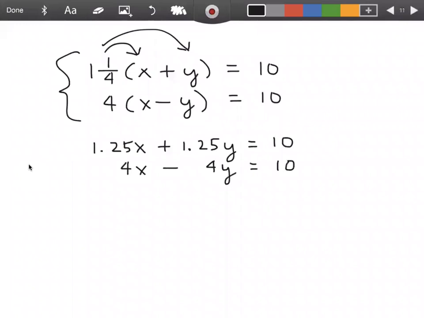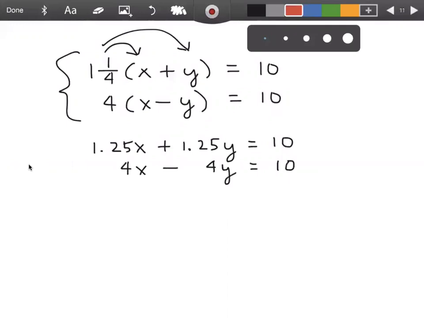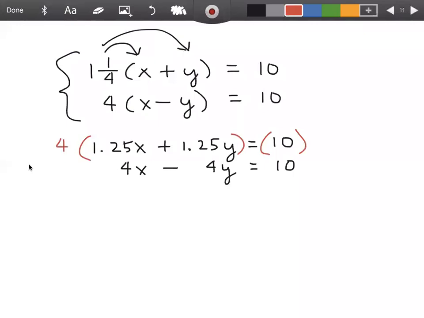Okay, well, I think I'll use addition for this one. Now, what you can do in a situation like this, especially when there's decimals, instead of sitting there trying to figure out what number times 1.25 is going to give you 4, why don't we just use this trick where we multiply both sides of the top equation by 4, and we'll multiply both sides of the bottom equation by 1.25. That will give me opposite coefficients on the y terms.